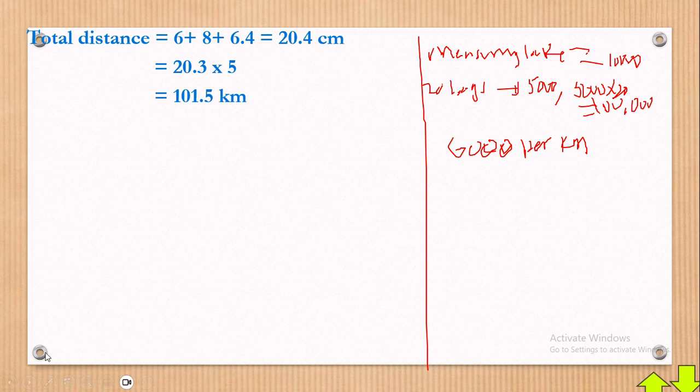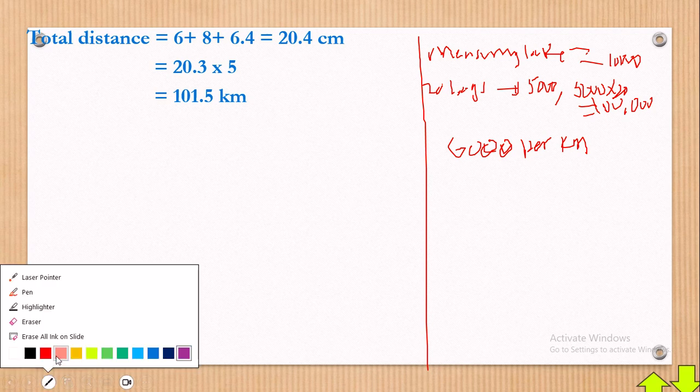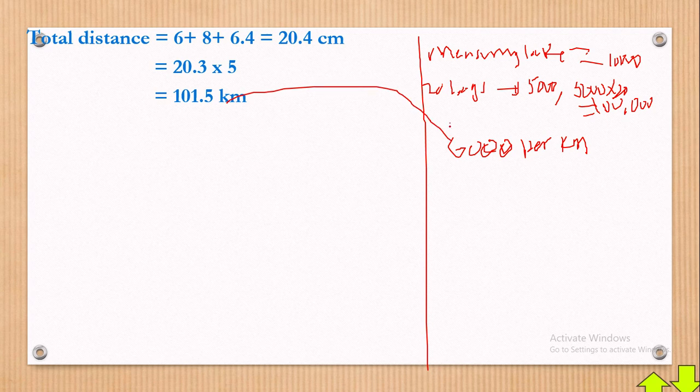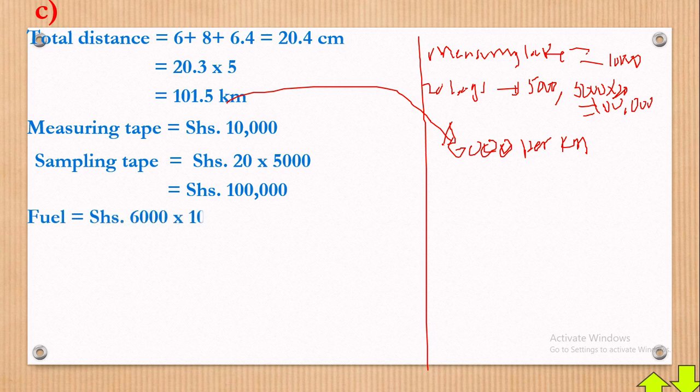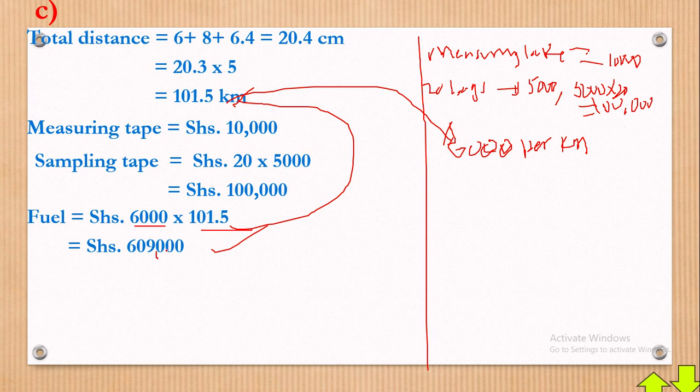Okay, good. Now that means to get total cost, remember 1 kilometer costs 6,000. So you multiply this by this to get total cost as far as transport is concerned. However, that's part C. Let's begin: measuring tape was for 10,000, nothing much. Then there were 20 sampling bags, each at 5,000, so you multiply. So we have fuel, which will be shillings 6,000 times the total distance, and you get 609,000.